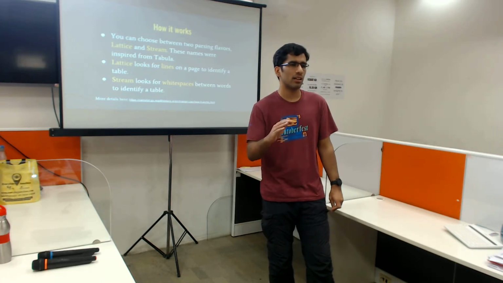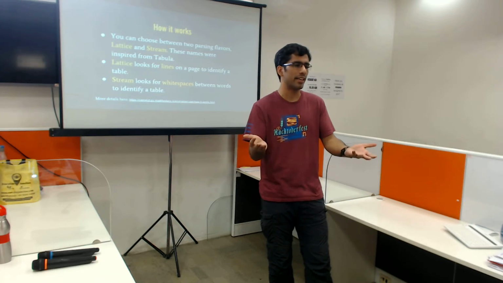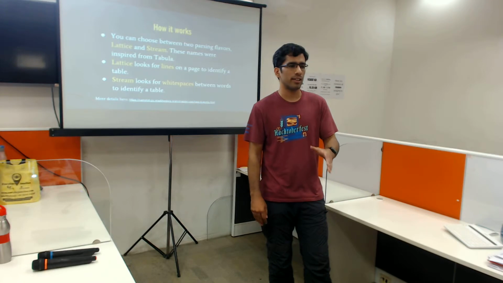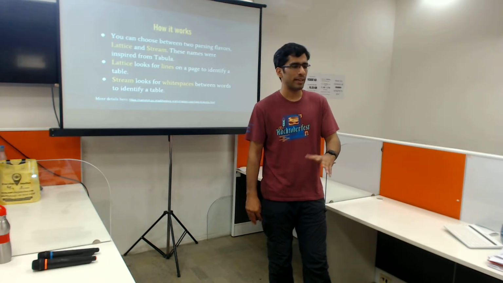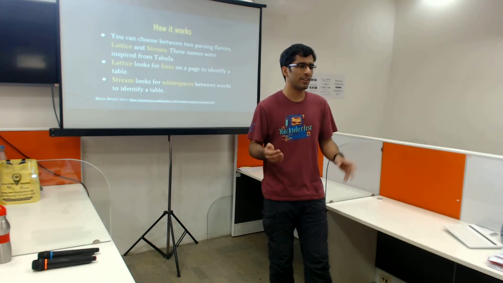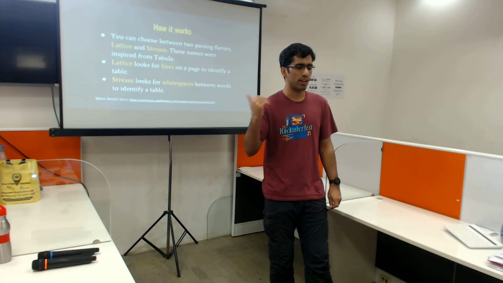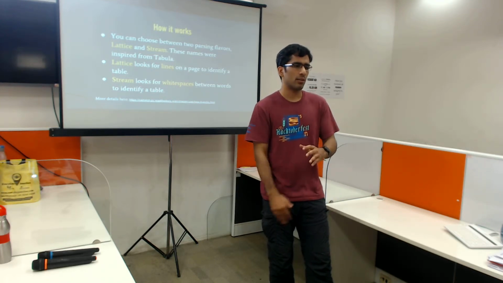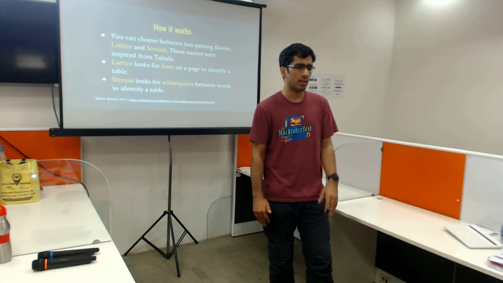So with Lattice, the table definition is pretty clear. You know what the table boundary is. So Lattice works 100% of the time. For Stream, I've implemented an algorithm from a paper by Anssi Nurminen. It's called Nurminen's algorithm, which was already implemented inside Tabula. And sometimes it might give false positives with content that is not a table.